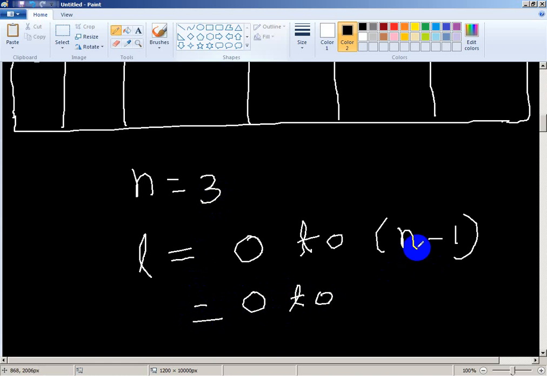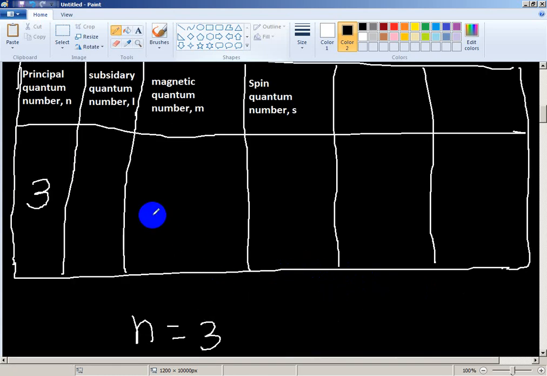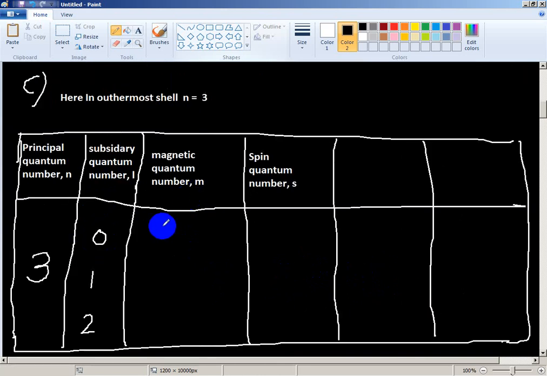N minus 3 minus 1 means 2, so the range is 0 to 2. That means 0, 1, 2. Okay, so I am writing here 0, 1, 2. Now, what will be the magnetic quantum number?